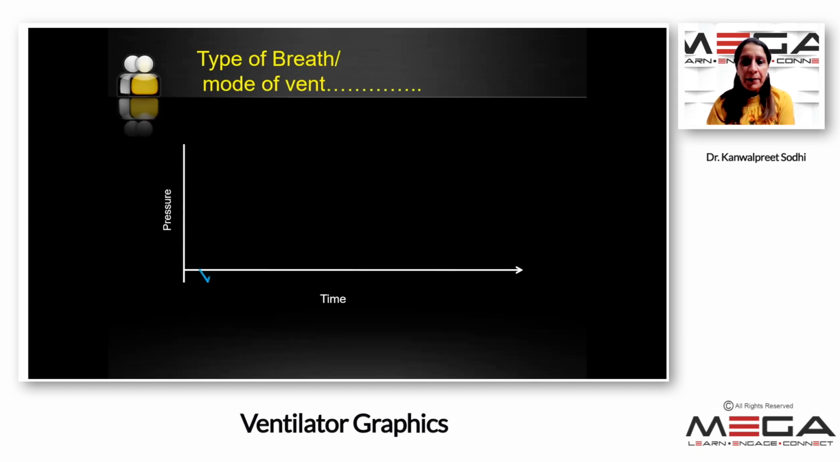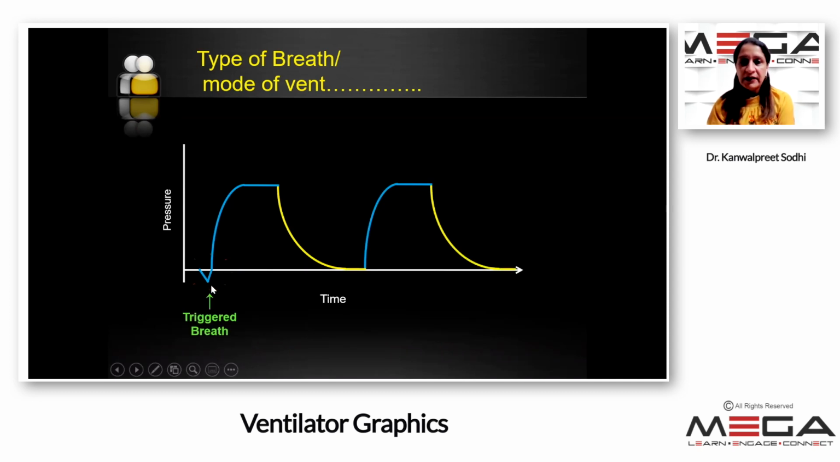So what is happening here? In the first breath, if we look at this, what is this? This is the triggered breath. And what is happening? The ventilator is actually assisting the breath. So on the pressure time graph, if we get this sort of breath, we come to know that this is the assisted breath and this is the controlled mode. There's no negative deflection at the beginning of the inspiration here.